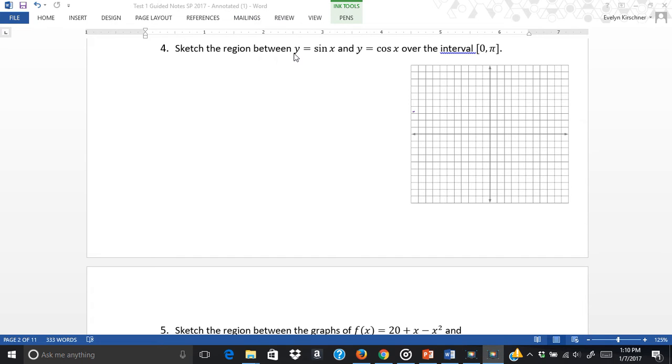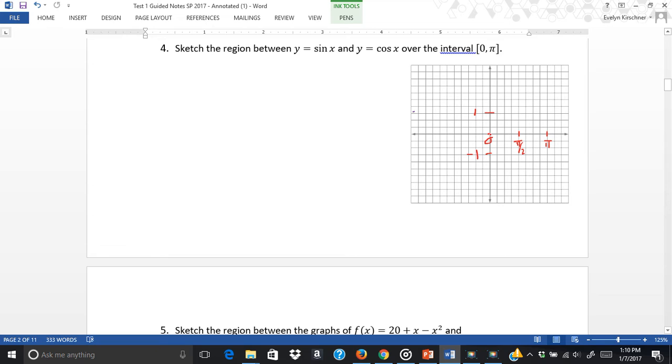So in this example, we want to look at the region between y equals sine x and y equals cosine x from 0 to pi. So we'll call this 0, we'll call this pi over 2, and this pi. And we know sine x, and we'll say this is 1, and this is negative 1.